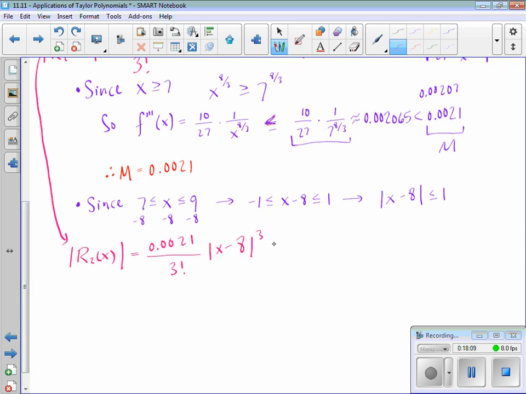Okay, now I know that this is going to be less than or equal to, this stuff just stays the same. And instead of x minus 8 cubed, what is it always less than or equal to? 1. So I can put 1 cubed here. Obviously, you don't need to cube it. And you would have absolute values there if it was a negative, so I'm just going to write them. But obviously, you don't need all that for this particular one. And then isn't this just a number? Yeah. So put it in your calculator. Really, it's just 0.0021 over 6.